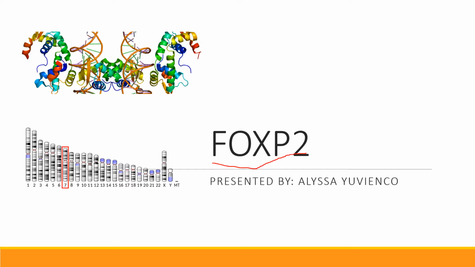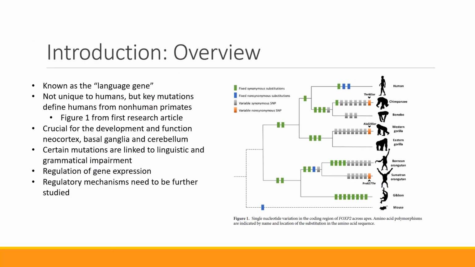And here is a tertiary structure of the foxp2 gene and where it is located on chromosome 7. For the first part of the introduction, I wanted to begin with a general overview of the foxp2 gene.